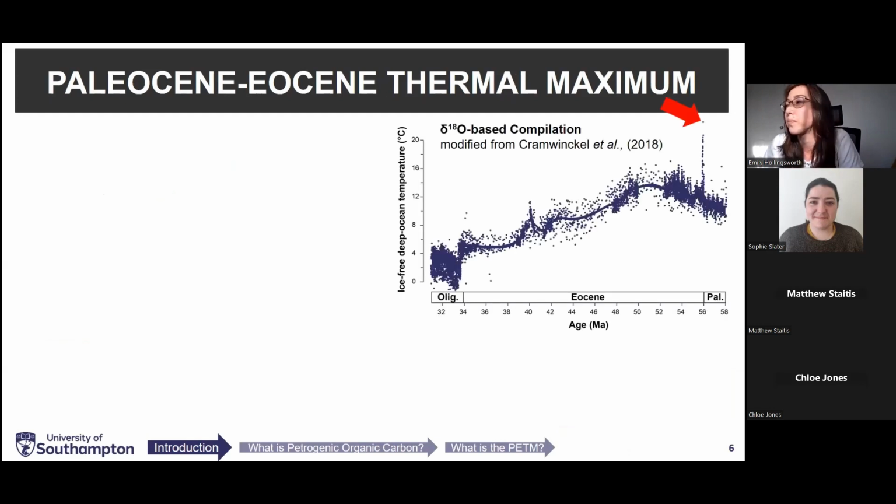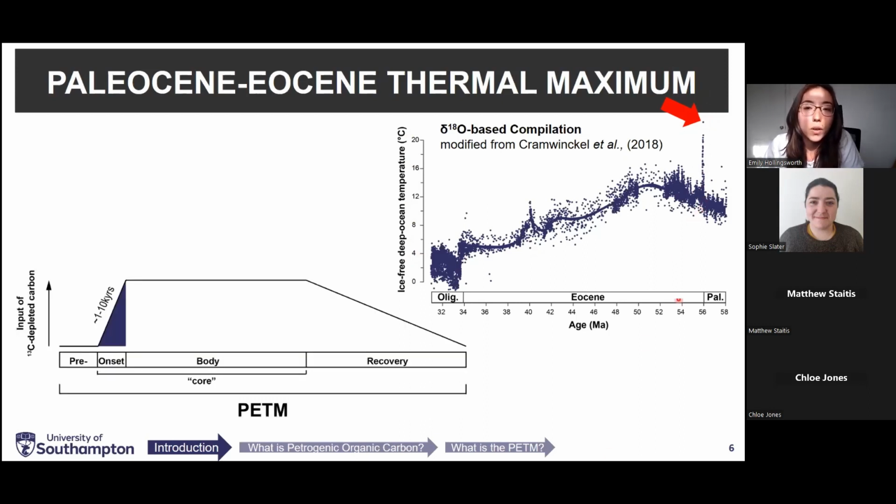And again, I'll keep this brief, but the PETM was this event about 56 million years ago. So here you've got deep ocean temperatures on the y-axis. And as you can see where the red arrow is pointing is this really distinct and very transient peak that occurs about 56 million years ago. And this is the PETM.